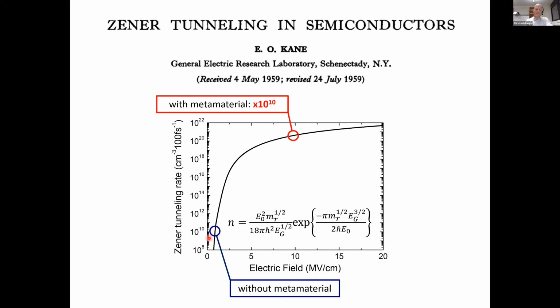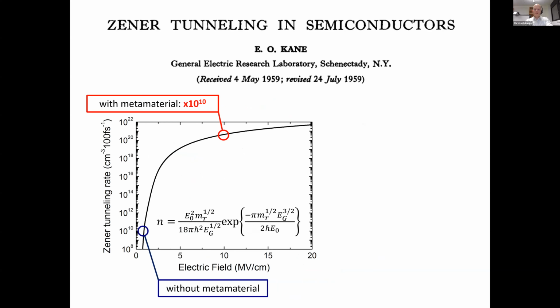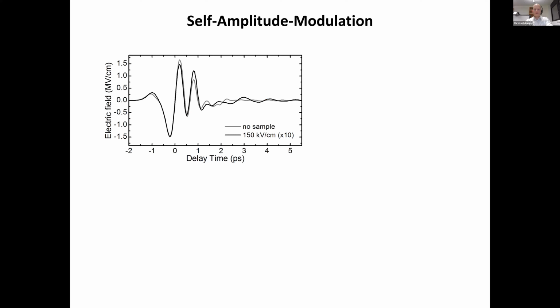This would be without metamaterial, and then due to the exponential nature of the tunneling process, we have a 10 order of magnitude increase of the tunneling rate by this near field effect of the metamaterial. With this, there's one more aspect I wanted to illuminate.